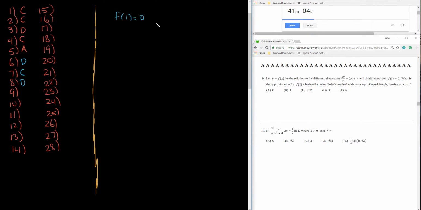That's useful to know. But now we want to get f of 2 with two steps of equal length starting at x equals 1. So we're going to use step size 1/2. That tells us that f of 1.5 is approximately f of 1, which is 0, plus 1/2, the step size, times dy/dx at the position where x equals 1 and y equals 0. So dy/dx equals 2 times 1, which is 2, plus 0. Okay, so that just is going to equal 1.